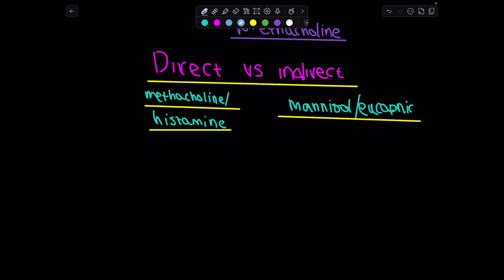Okay. I see. Glad that clicked. So why does the mannitol eucapnic test not show? Why is it not a real world scenario?